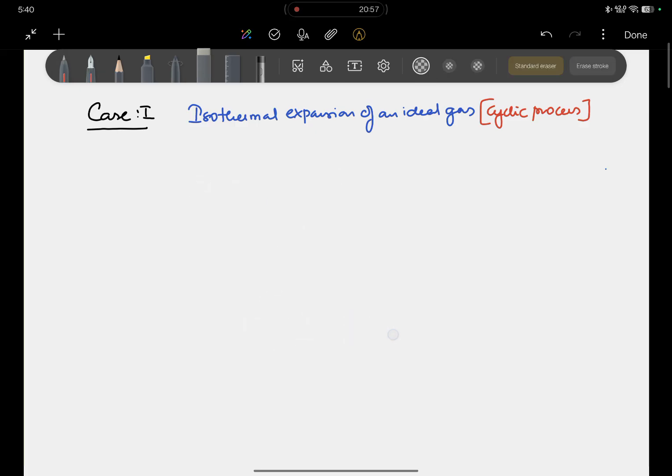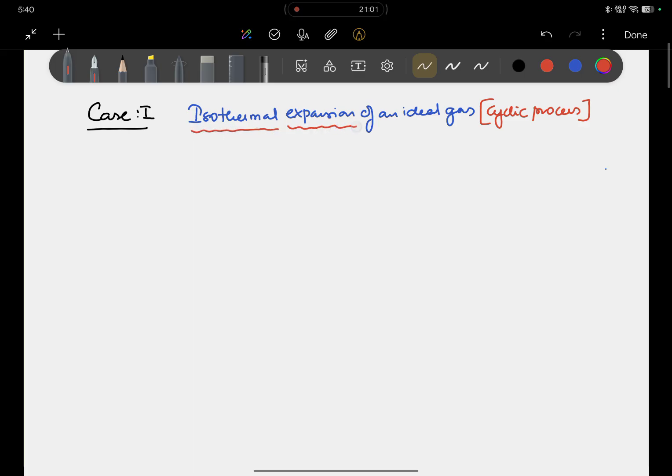Process. What process? Cyclic process. Please make a note of that, ma. So when I say a cyclic process, what is the meaning? Delta U equal to 0. That is total because it's isothermal first of all. So delta U equal to 0. So how do you write delta U equal to 0?